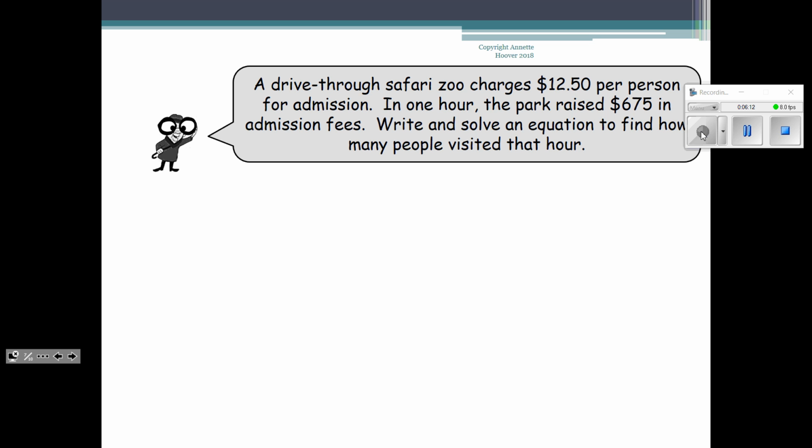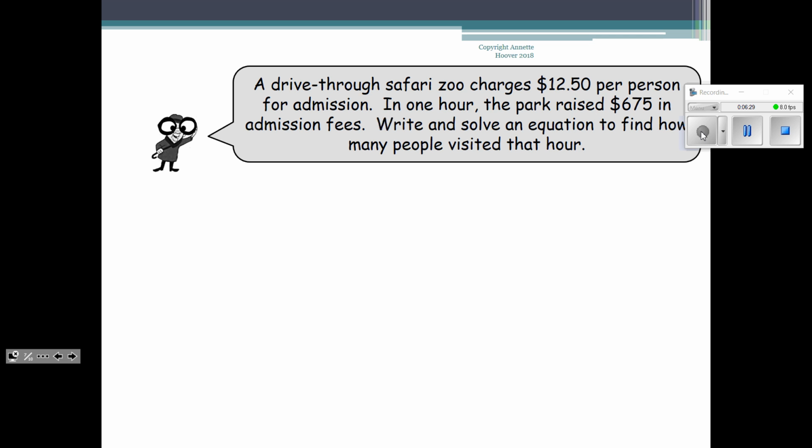Here we have a drive-through safari zoo that charges $12.50 per person. In 1 hour, the park raised $675 in admission fees. Write and solve an equation to find out how many people visited that hour.